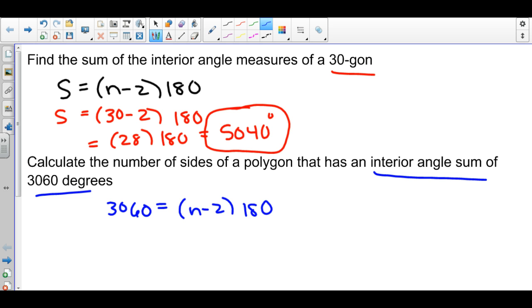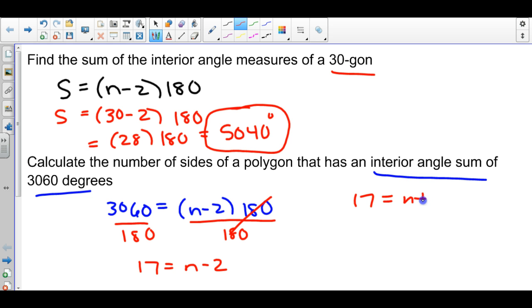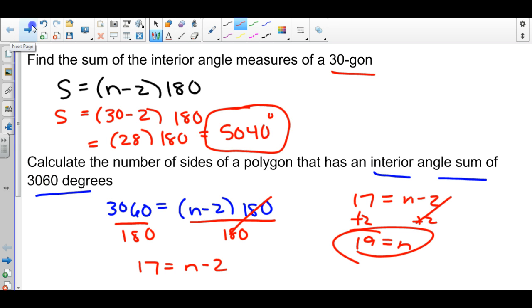The first thing that we can do here, we'll realize that this entire quantity is being multiplied by 180. So if we divide both sides by 180 first, it's going to get rid of the 180, and I would end up with 17 equals n minus 2. To solve for n, all that we would have to do is add 2 on both sides. So if I add 2, I end up with 19 equals n. So a 19-sided figure would have an interior angle measure sum of 3,060 degrees.